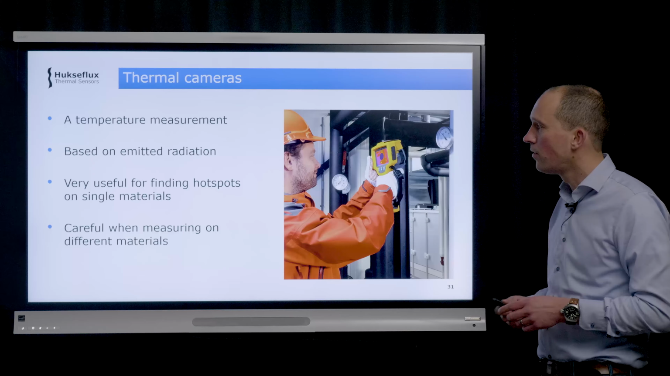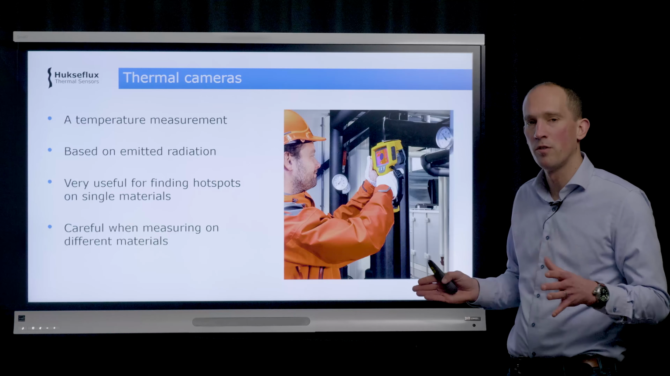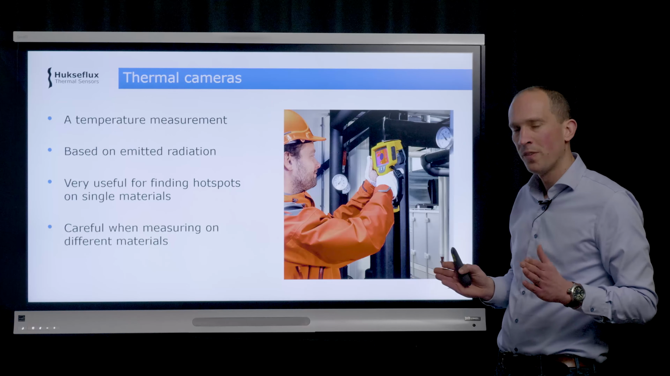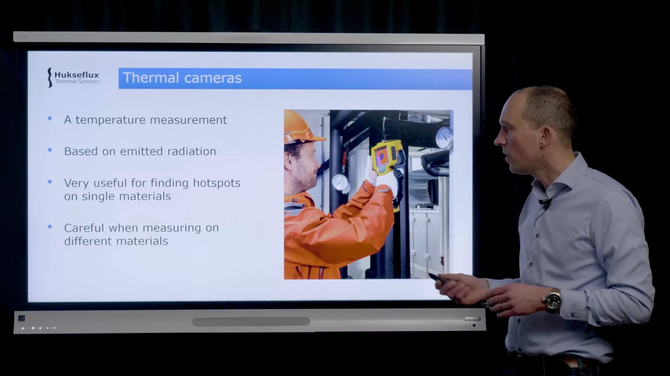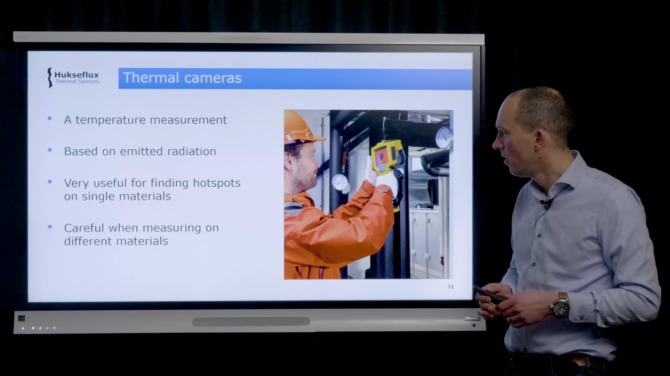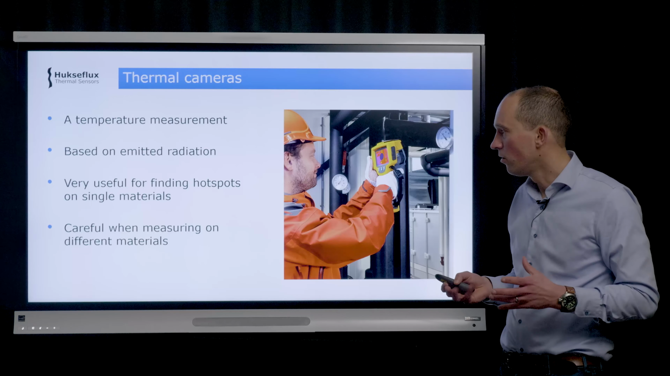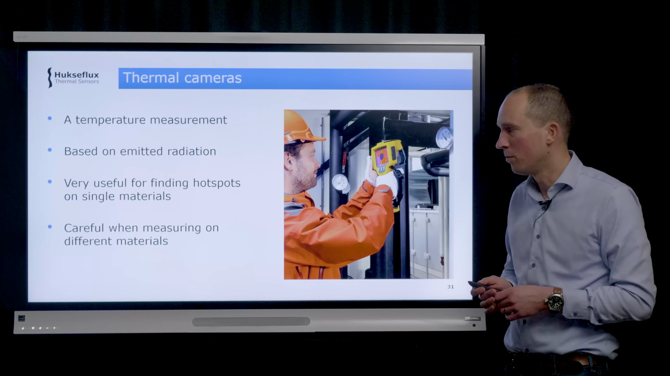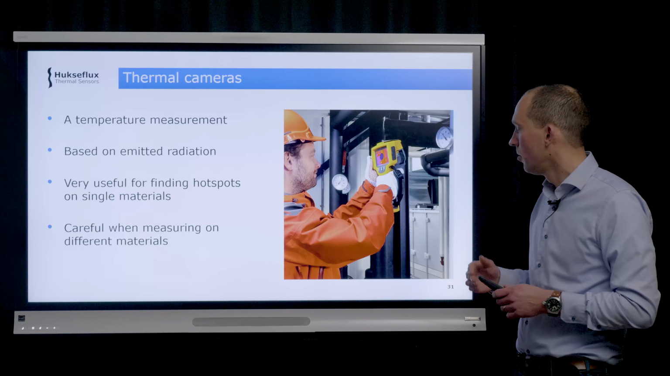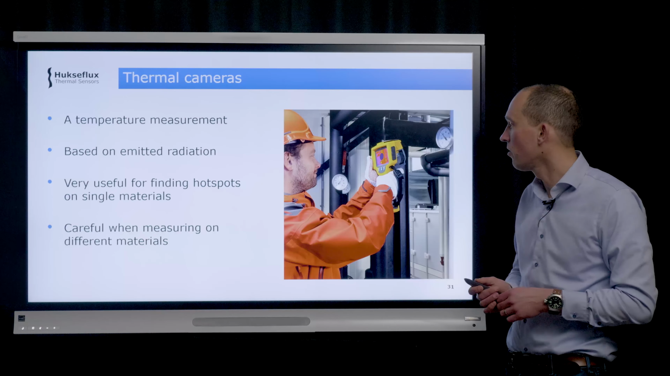This method is actually very useful for finding hotspots on single materials. Like if you have a piece of metal which is completely uniform, with a thermal camera, you will be able to identify hotspots or cold spots. But whenever you go into a situation where there's different materials or there is reflections from other sources, be very careful when using thermal camera measurements to calculate absolute temperatures or absolute heat fluxes.